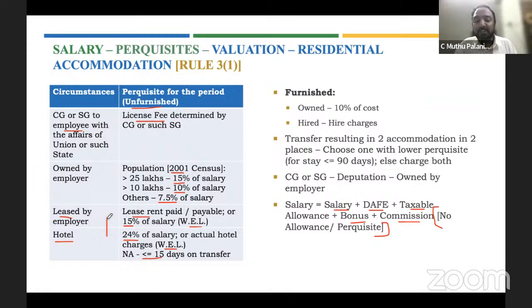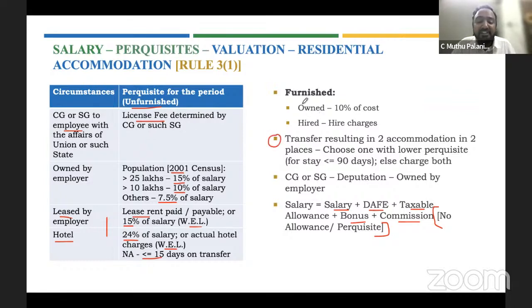These two are the same. Instead of lease rent, here it's hotel rent. Lease rent, hotel rent, or 15% of salary, here 24% of salary, whichever is lower. So for leased by employer, 15% of salary or lease rent paid. For hotel, 24% of salary or hotel charges paid, whichever is lower. It is not applicable up to 15 days. And this I'll leave out, I'll not explain.